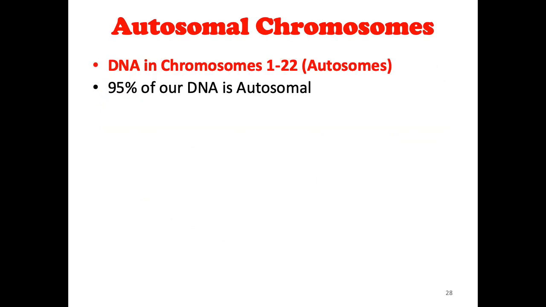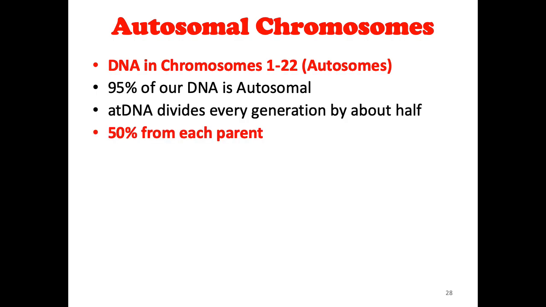Okay, so this is the DNA that is in the 22 autosomes, or the 22 other chromosomes that you have. And that represents a great amount of our DNA, about 95%. They don't test it all. They test various numbers and then do the comparison.